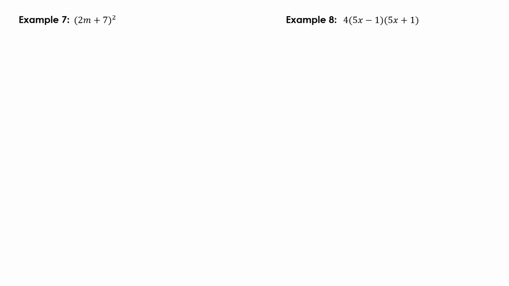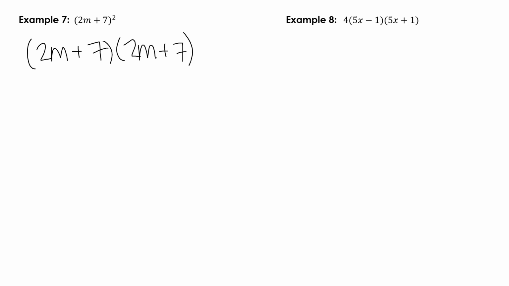In example 7, I have a binomial that is squared. So common instinct to have right away is to distribute the exponent, but we never distribute an exponent. We only distribute a coefficient if there's a number that's in front. What an exponent means, if this expression is being squared, that means it's being multiplied by itself. So when I see 2m plus 7 squared, what that means is I am multiplying 2m plus 7 times 2m plus 7.